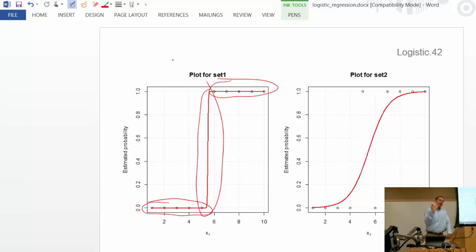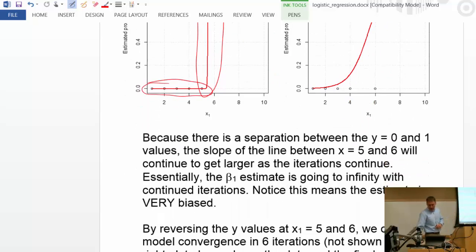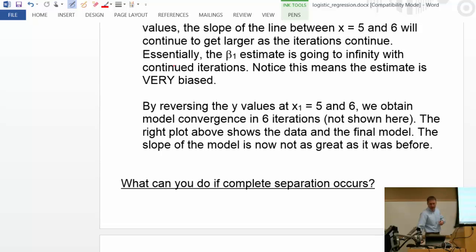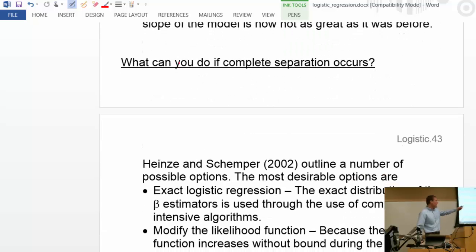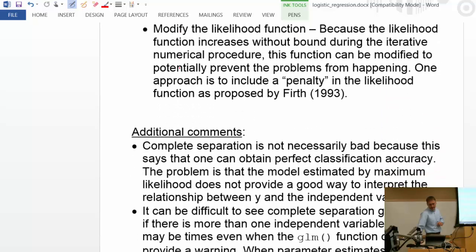So you can see that this is obviously easy to see. What can be more difficult, though, is, let's say, if you don't have just only one independent variable. Suppose you have 10. You can't do a plot like this to see if you have complete separation or not. So anyway, please take a look at this section on your own. That just gives you a brief explanation of what it is. And also I do discuss 2 things that you can do if you have complete separation and you still want to get a logistic regression model.